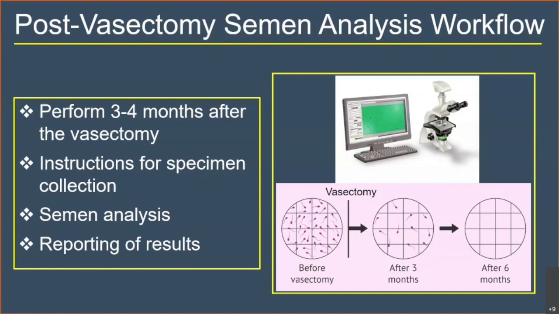So on the right side, you see the phase contrast microscope, which is used. And at the bottom is provided the semen analysis before vasectomy, after 3 months, where the majority of the time sperm will not be seen, but in some samples sperm is seen, and we will describe these scenarios. And after 6 months of the vasectomy, no sperm will be seen. So the reporting of results will also be important.